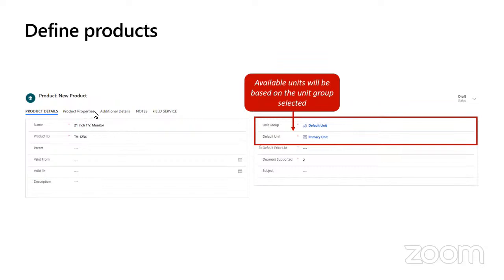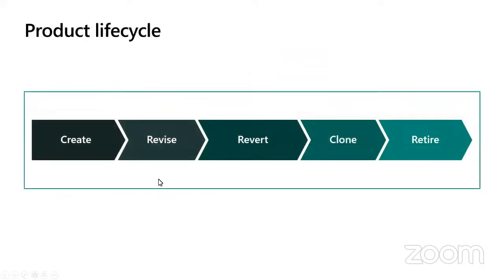And also on this particular form, we can see that there are product properties, additional details that you can put in there, or you can put in notes as well, or if there's anything else that you need to put in there in terms of field service.